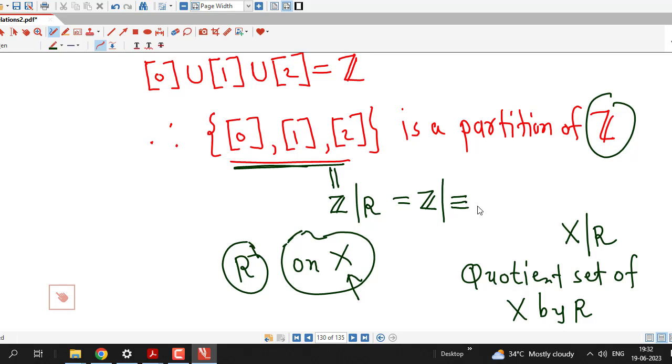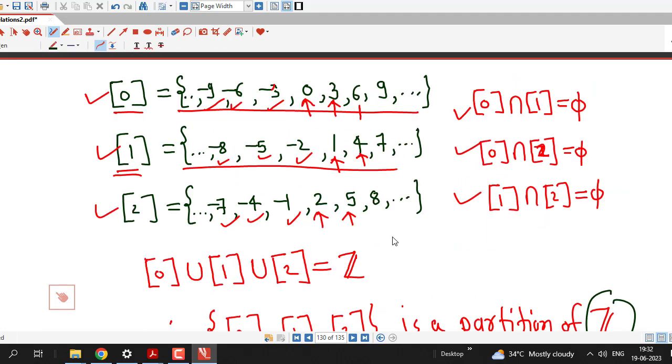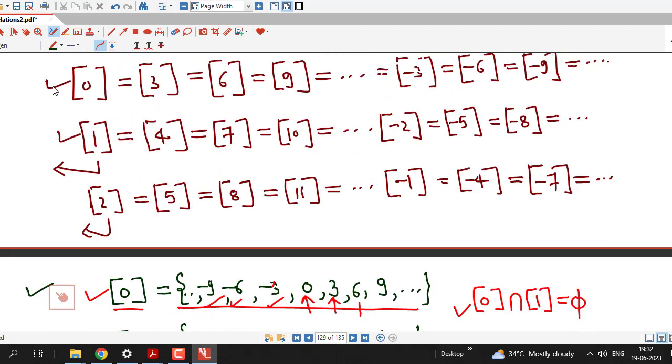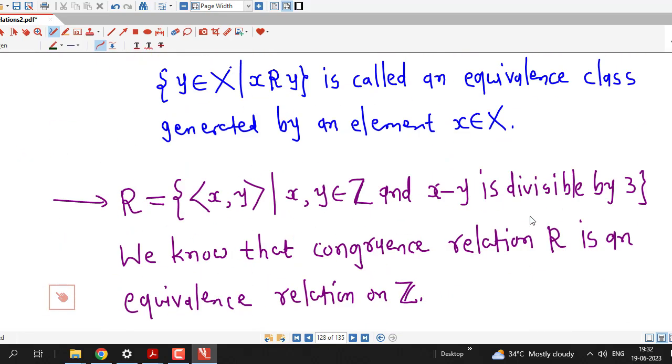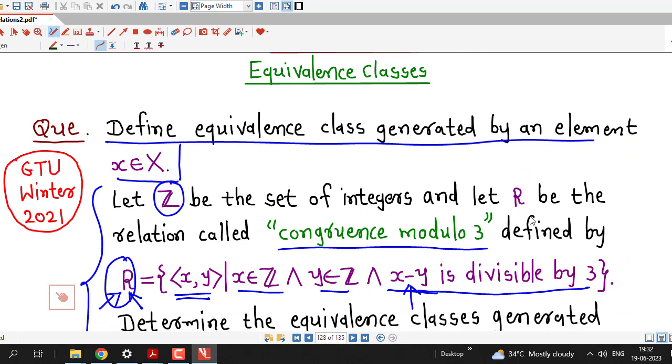The set of all equivalence classes generated by an equivalence relation is called the quotient set of X by R. It is denoted by this symbol. So this is just for understanding. Our answer completes here. You have to just write down the equivalence classes generated by the elements of Z. So this is a very important question.